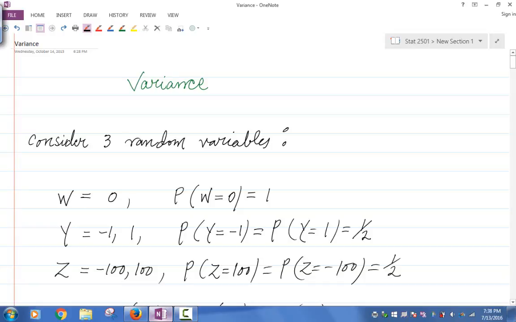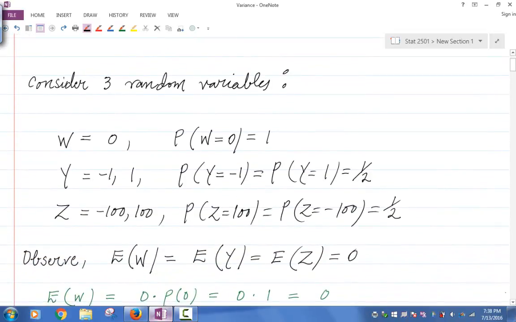W has only one value, that's 0, and so the probability that W is 0 is exactly 1. Y has two distinct values, -1 and 1, and the probability that Y is -1 is half, and the probability that Y is 1 is half. Z is another random variable, and Z also has two values, -100 and 100. The probability that Z is 100 is the same as the probability that Z is -100, and both are equal to half.